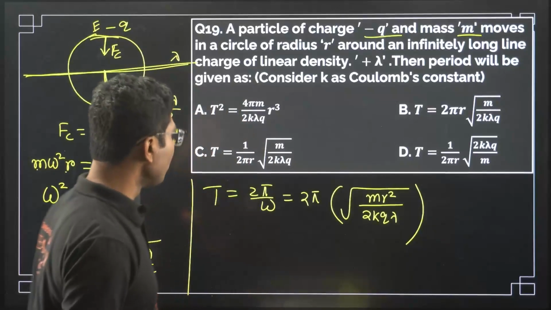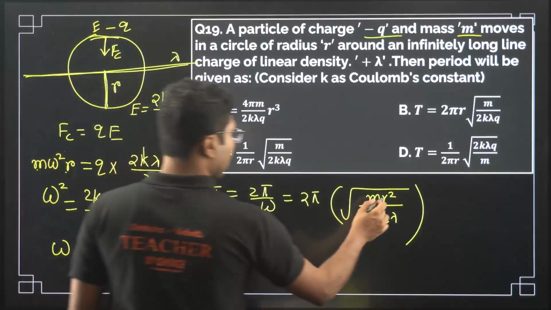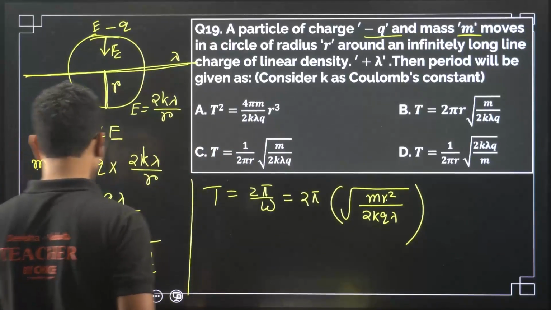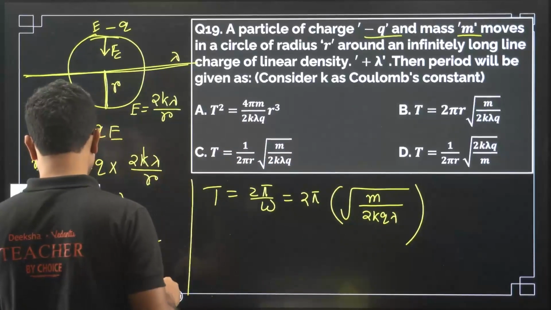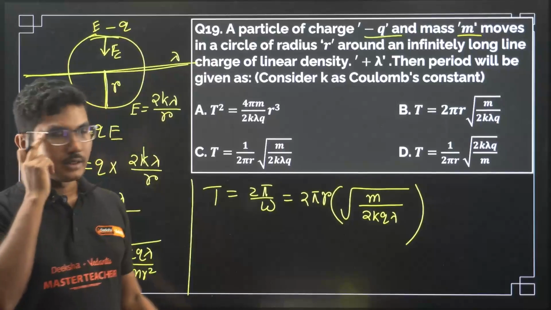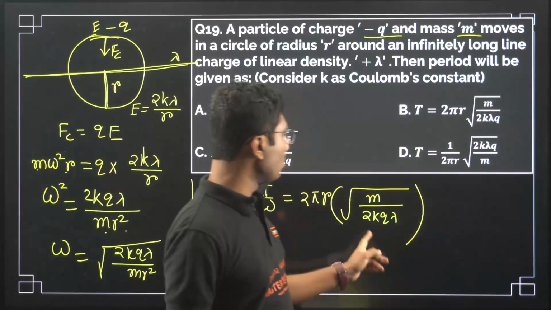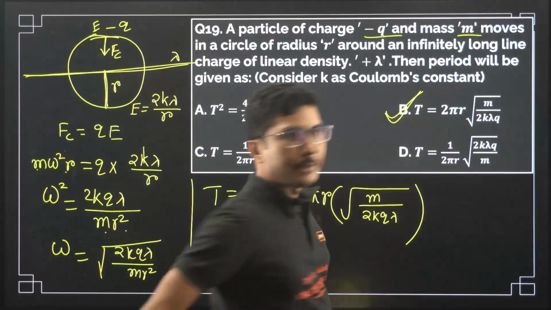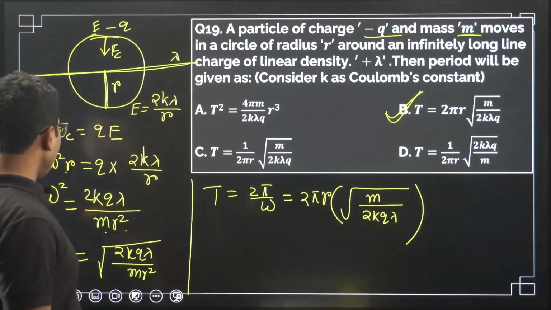Now if you take this r square out of the square root, you will get 2 pi r square root of m by 2k q lambda. So the correct answer is option B. Not difficult but tricky.